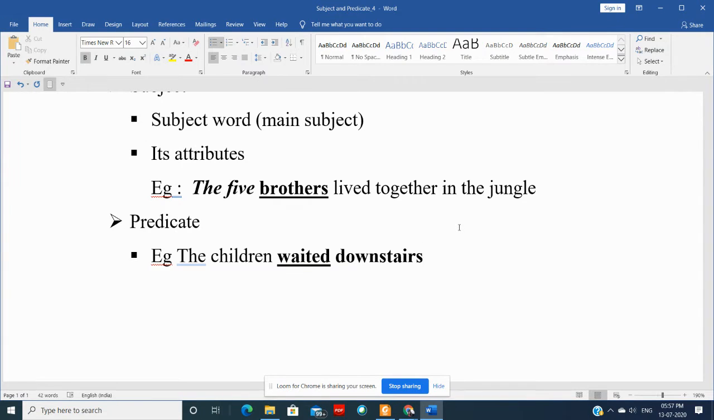Again, the whole sentence can be further divided into object of a verb. All right, so let's see that. What is object of a verb?